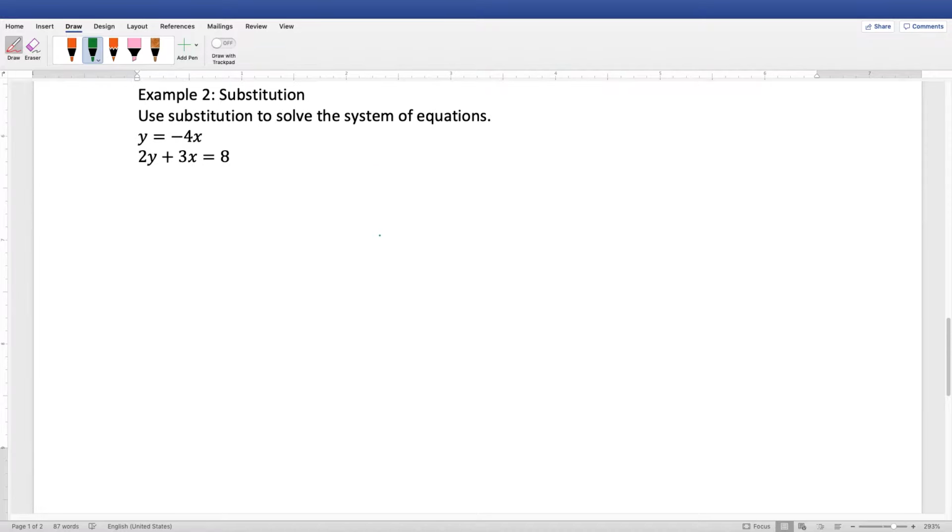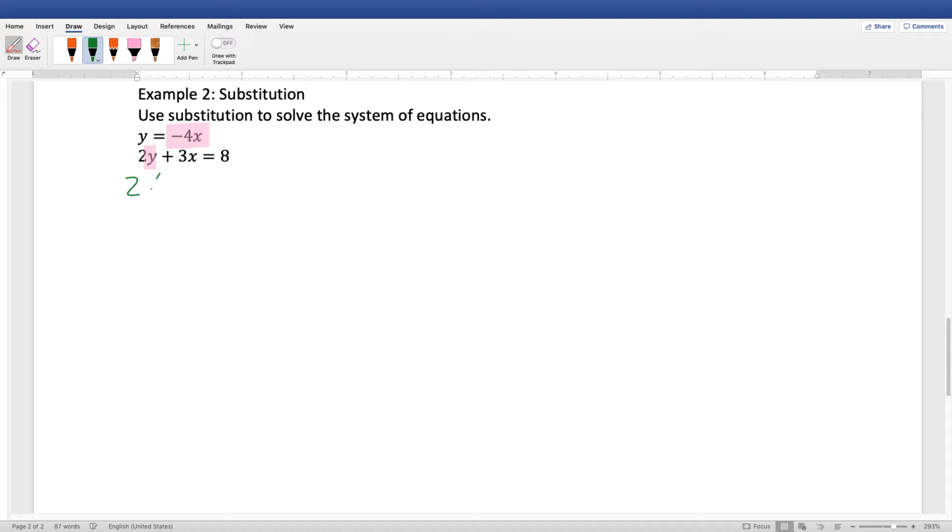Now we're going to do an example of substitution. Substitution is just the way it sounds. We're going to take one equation and substitute it into the other. So I'm going to take this -4x and plug it in for y into my second equation. So I have y equals -4x, and I'm going to plug it into my second equation.